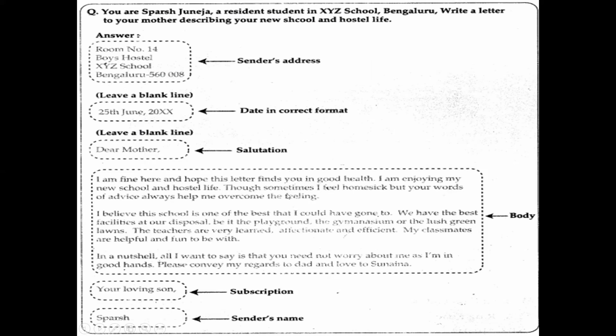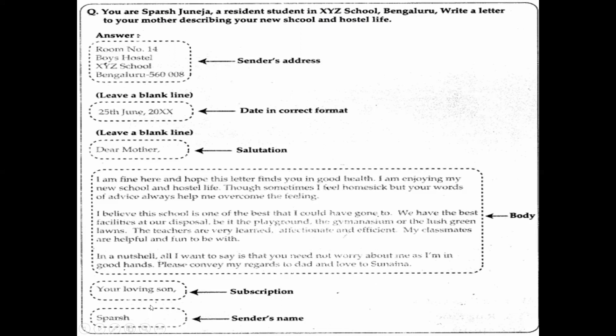So there is no need to write all these complicated sentences. It is better if you stick to simple sentences. Then the next paragraph forms the main crux of the letter. This is the part where you write about what you have been asked to write. Then the next one is the ending or leaving part. In a nutshell, all I want to say is that you need not worry about me and I am in good hands. Please convey my regards to dad and love to Sunil.